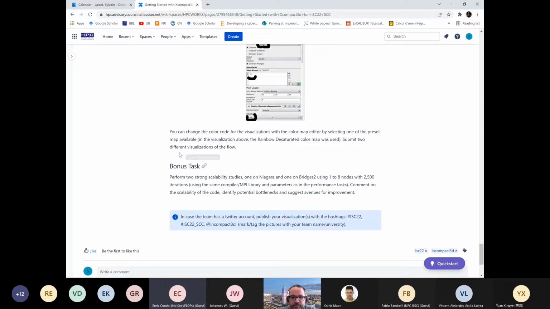And there's a small bonus task about looking at a strong scalability study on Niagara and Bridges 2 using 1 to 8 nodes, and trying to see what strong scaling you get on those machines, and maybe trying to identify some potential bottlenecks.